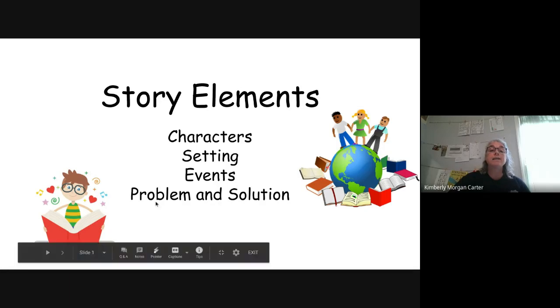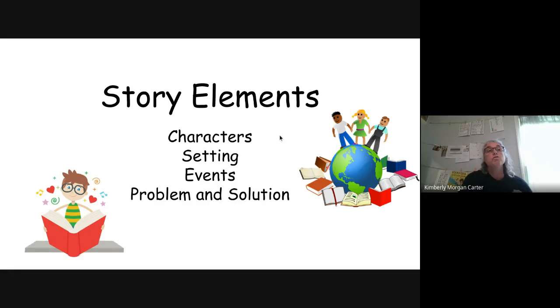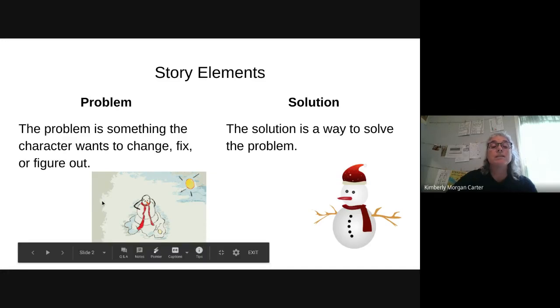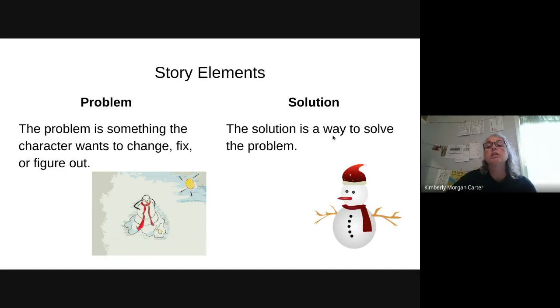Well, today we're going to add another part of story elements, and those are problem and solution. Usually, there's a problem in a story, and then there's a solution. What was the answer to the problem? For example, in this story element, problem and solution, here the problem is something the character wants to change, fix, or figure out. And our problem is our snowman is melting, and we don't want our snowman to melt. Well, the solution is a way to solve the problem.